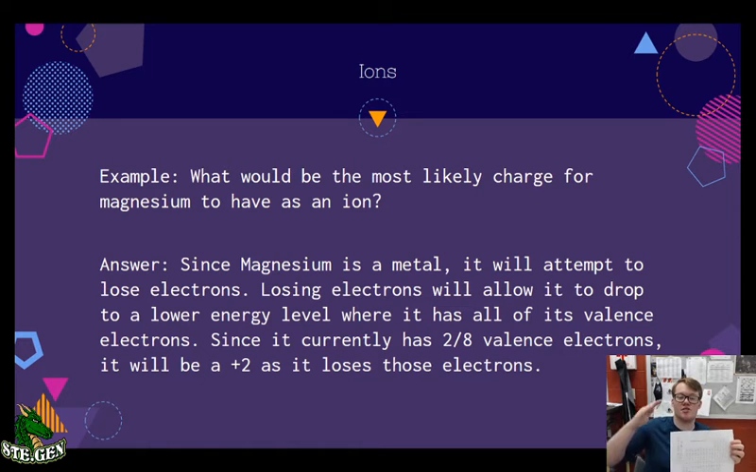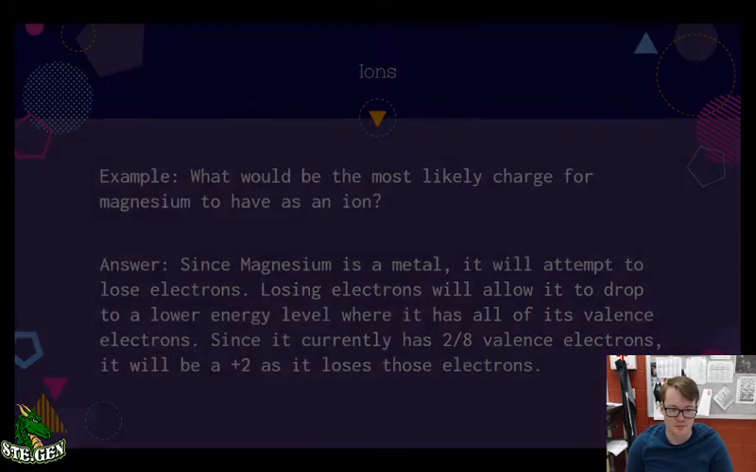So it's going to actually try to drop to a lower energy level because at that lower energy level, it's got all 8 of its electrons. Since it currently has 2 out of 8, it's going to lose those 2 electrons. Since it lost something that is negative, it's going to have a positive charge. So it lost 2 negative things. That means it's going to have a +2 charge.